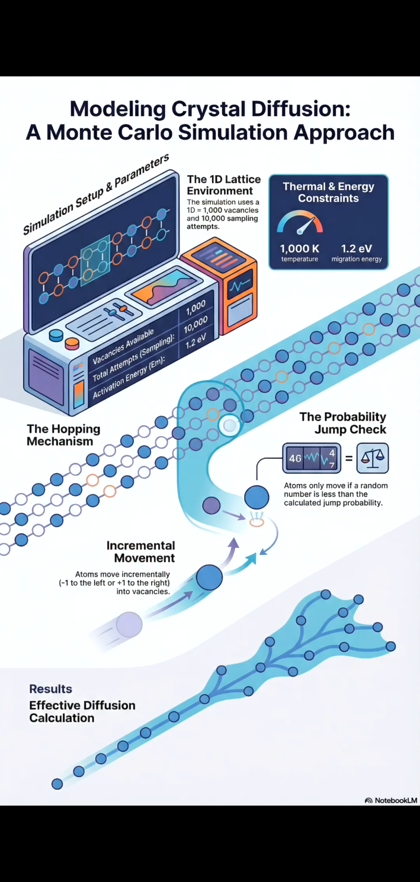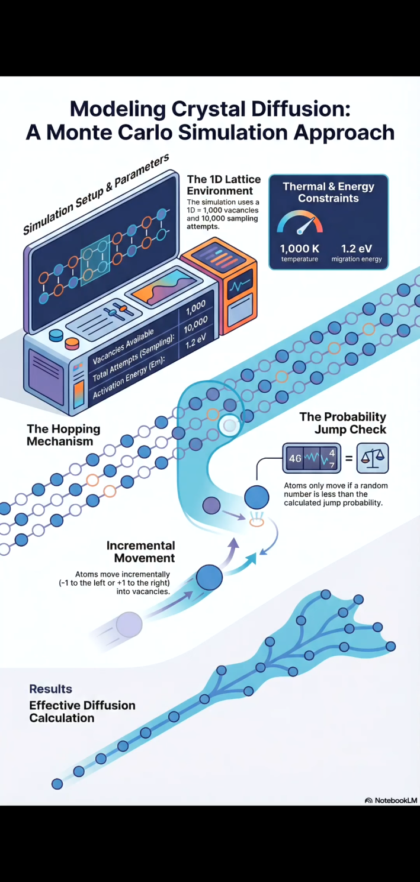But the biggest reason goes back to what we discussed earlier, the vacancies. The 1,000 empty theater seats. Exactly. We flooded the system with free volume. In a real solid, an atom might have the thermal energy to jump, but it has to sit there vibrating for hours waiting for a vacancy to wander by. In our simulation, there's practically always an empty seat right next door.